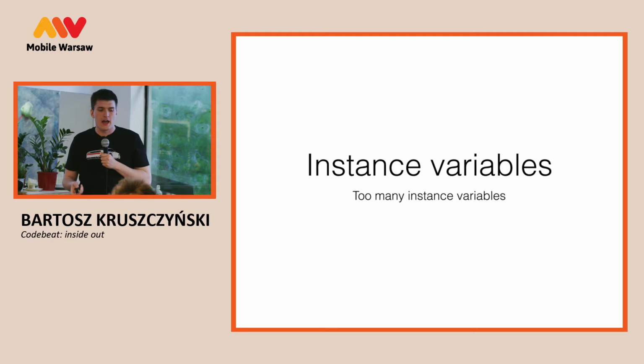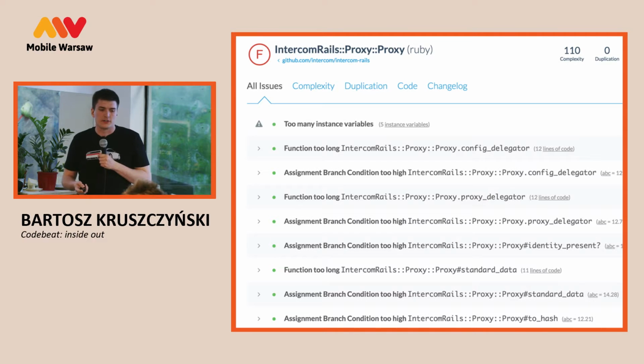The last issue type we have is instance variables. So basically, when you have a class and it has too many instance variables, that means it has too many responsibilities. And it's advisable to refactor it into 2 more specialized classes for future understanding and for future reusability. And it looks like this. So it just shows too many instance variables. So those are our issues.